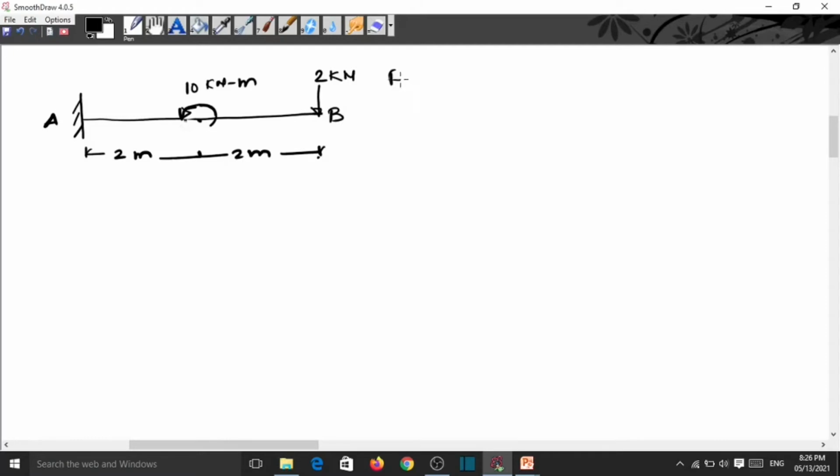So here, find the slope and deflection at the free end. And EI is constant.